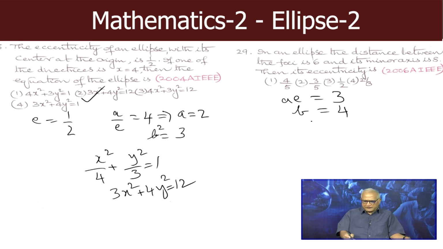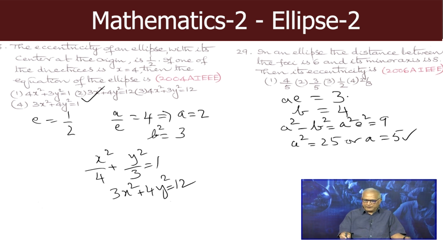a square e square is 9, so a square minus b square is equal to a square e square, that is equal to 9. b square is 16, a square is 25, or a equal to 5. So, with a equal to 5 and ae equal to 3, you can write e equal to 3 by 5, which is the second option.